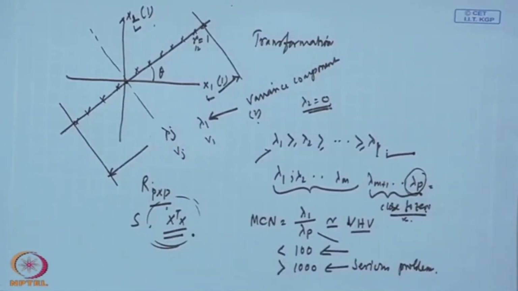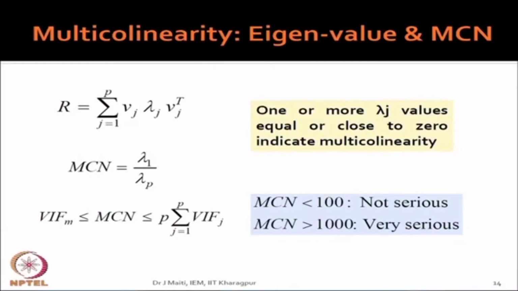Getting me? Then there is one relationship from the MCN and VIF point of view, the variance inflation factor. VIF maximum is less than MCN, which is less than the sum total of all the variance inflation factors, where VIF maximum is the maximum variance inflation factor, and the sum runs over j equal to 1 to p.